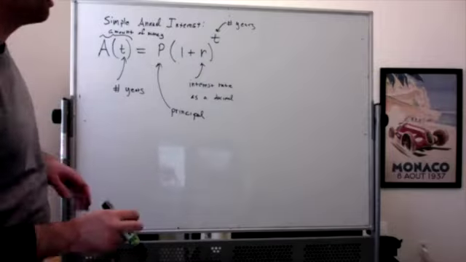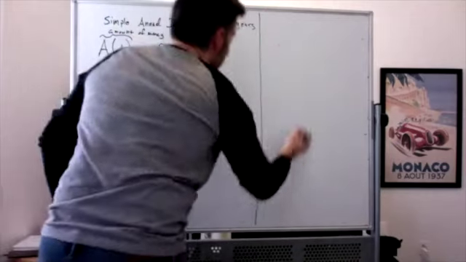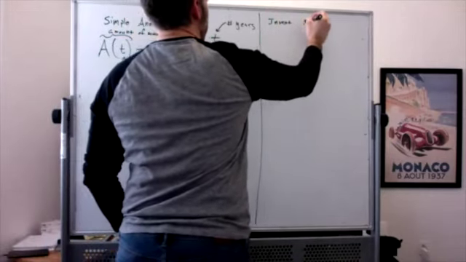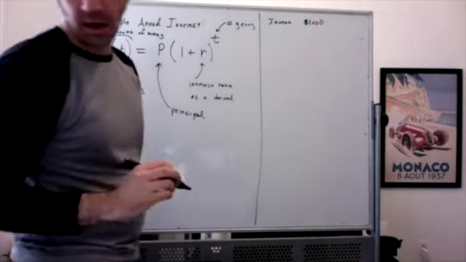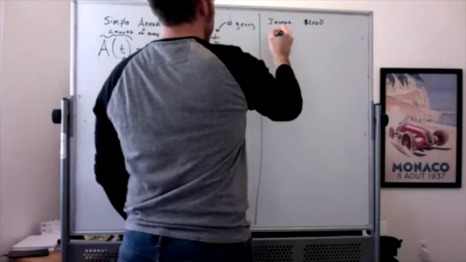For example, do I have enough room here? Yeah, I probably have enough room. Let's say we invest $1,000 and it earns 5% simple interest every year.